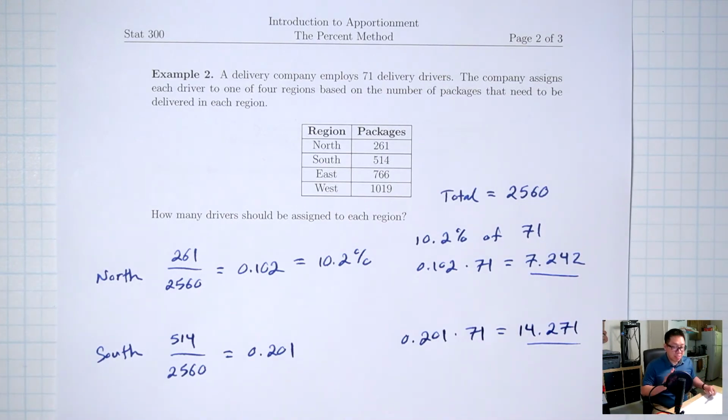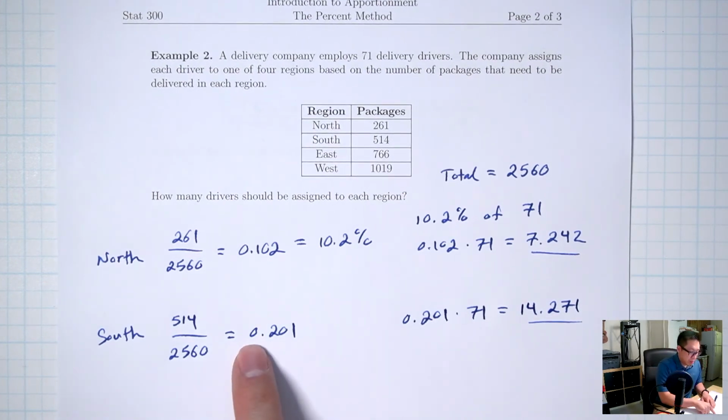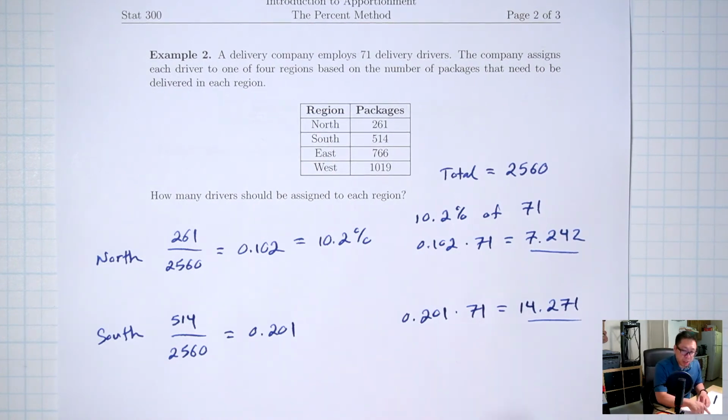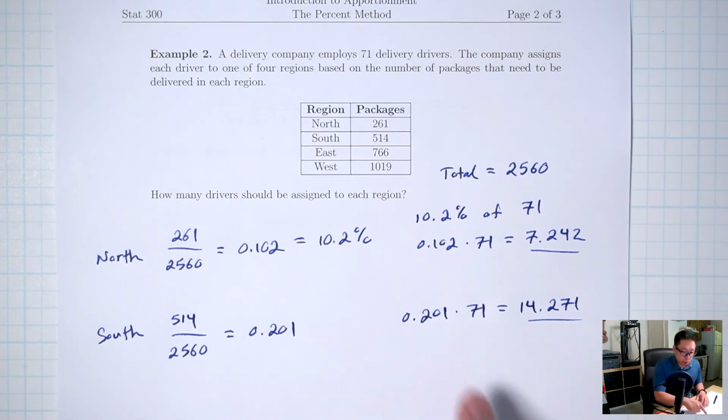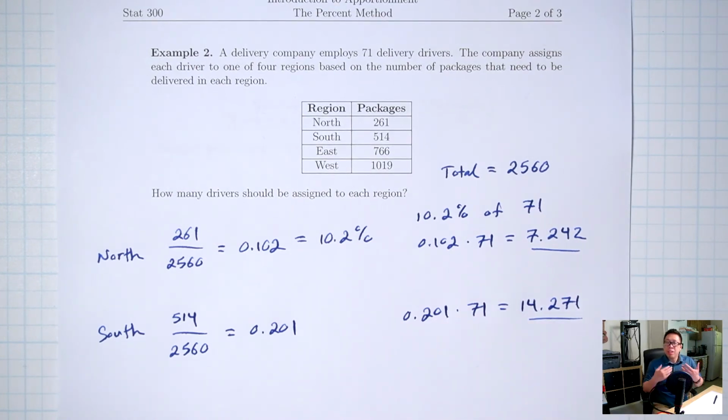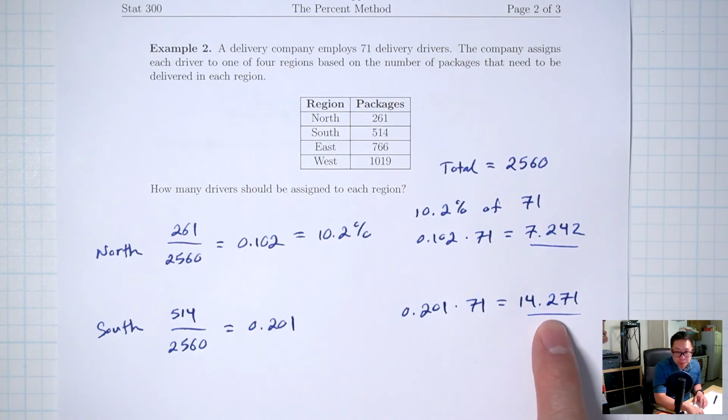Okay, so even though I'm being lazy, you should still logically think that the idea here is that the South 0.201, right? As a percent, that's 20.1%. So the South has 20.1% of the packages, which means what we're doing here is we're trying to figure out they should get 20.1% of the drivers. And this is what we're calculating here. 20.1% times 71 is 14.271. So the South should get exactly 14.271 drivers. We know it doesn't make sense, the decimal part. We'll figure out what to do with that later. But they should get exactly 14.271 drivers.